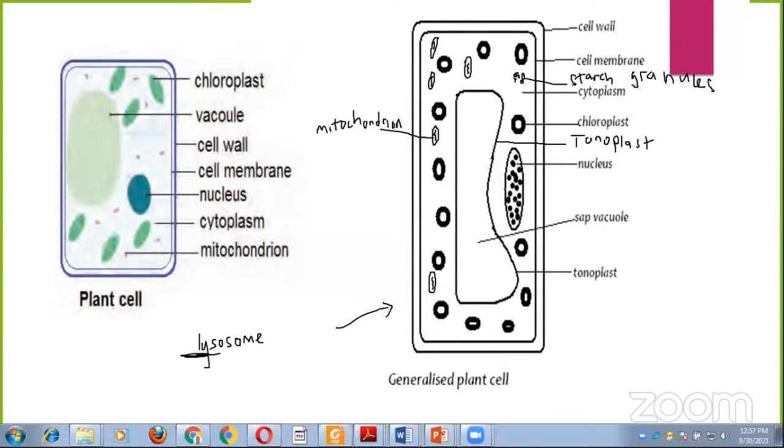Sabra is asking, does the plant cell have a tonoplast? Yes, and I already labeled it here on my screen. This is a plant cell. And then Mary asks about the importance of starch granules. Starch granules are how the plant stores food. The plant stores food in form of starch granules.